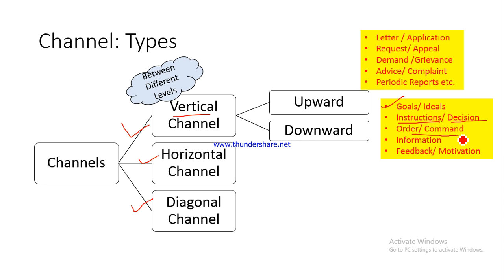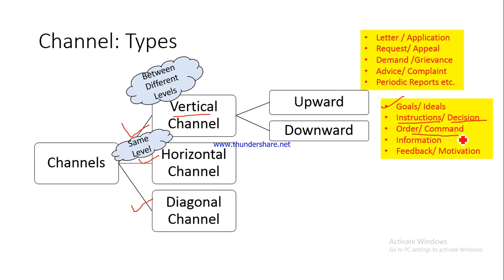Then we have information. Many times information also flows downward, wherein the boss is sending across some information. For example, the faculty member sends across information to you that exams are going to take place in this particular week. So that is an example of downward communication. And feedback and motivation. Many times the boss gives feedback, the teachers give their students feedback, the teachers try to motivate the students. So these are all examples of downward communication.